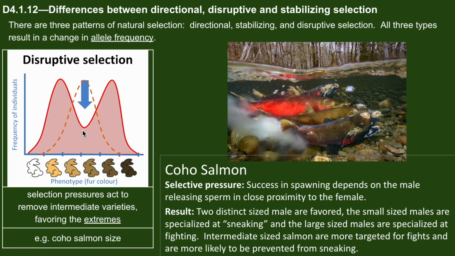And so they are going to have less of a chance of fertilizing those eggs and thus passing on their intermediate sized genes. And so we're seeing disruptive selection, and this example could eventually lead to speciation, where we would have a larger variety of coho salmon that could potentially eventually no longer interbreed with a smaller variety. Disruptive selection favors the extremes by selective pressures acting on the intermediate varieties.